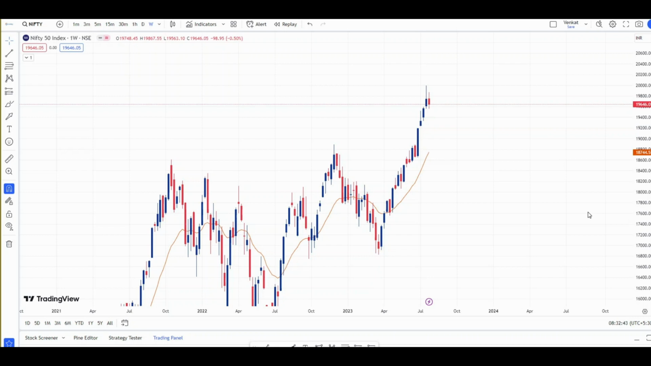In this video, we will do a complete analysis of both the indices, Nifty and Bank Nifty. We will try to see the important levels for the coming week as well as for the next trading session, that is, for Monday's trading session. Let's start our analysis with Nifty.